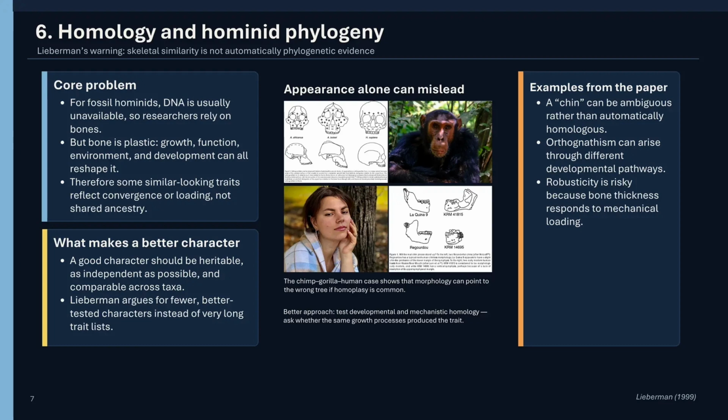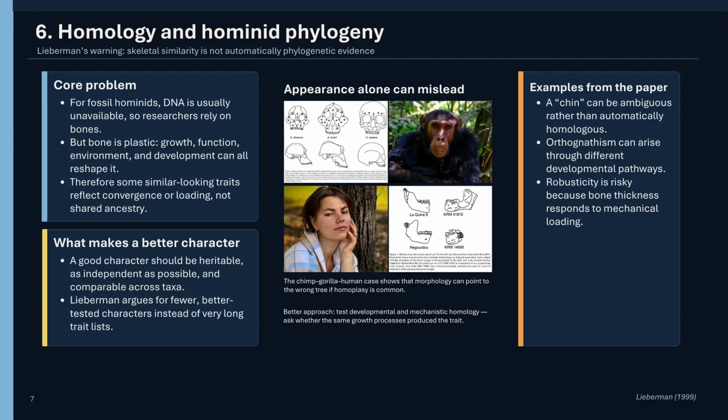In the broadest sense, homology is a hypothesis about similarity, but in evolutionary biology it is often defined as similarity due to common ancestry. That is useful in theory, but difficult in practice for fossil hominids, because it assumes you already know the phylogeny well enough to tell which similarities come from shared ancestry. Lieberman distinguishes among phylogenetic homology, morphological homology, and developmental homology.